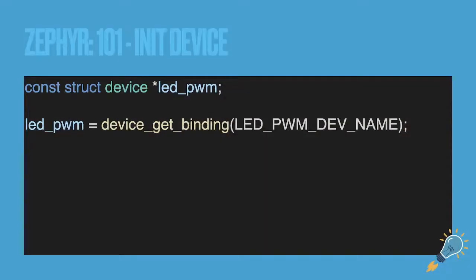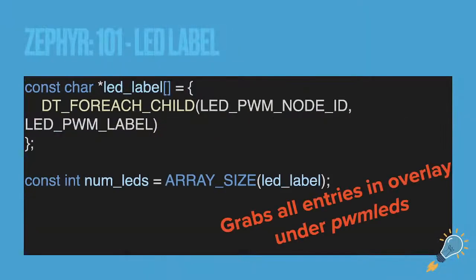This is just how to get it, and if you look at the top of the file, you can see what LED_PWM_DEV_NAME is being used as. So we get the device, and then we can use it however we like. In this particular sample, they also used a bunch of cool macros that pull out each of the labels from each of the LEDs, so they can be used as static strings and referenced later on, and then also get the number of LEDs.